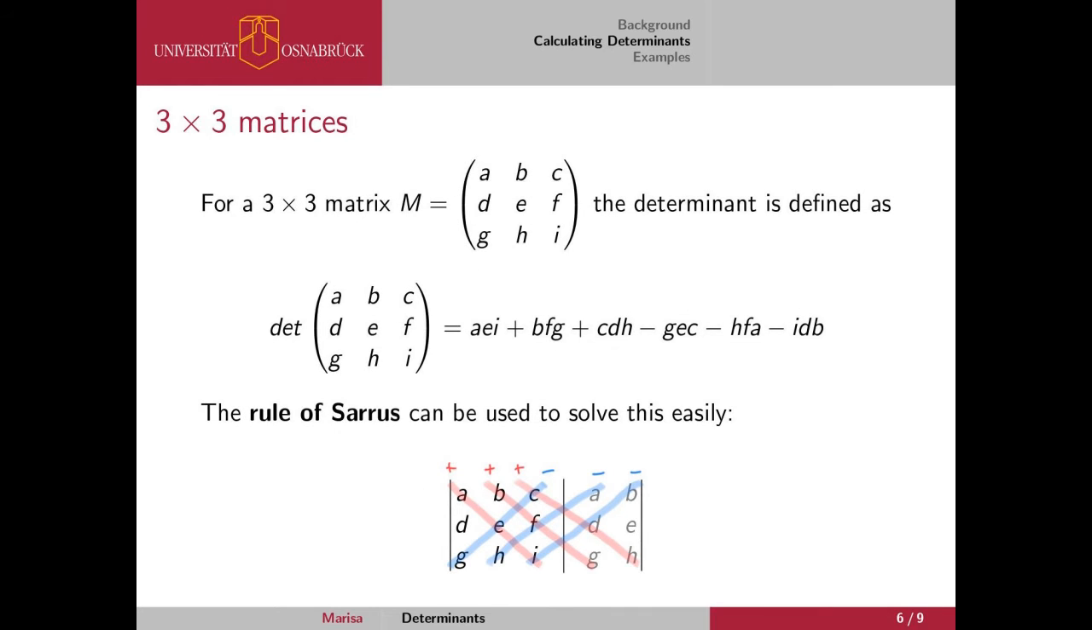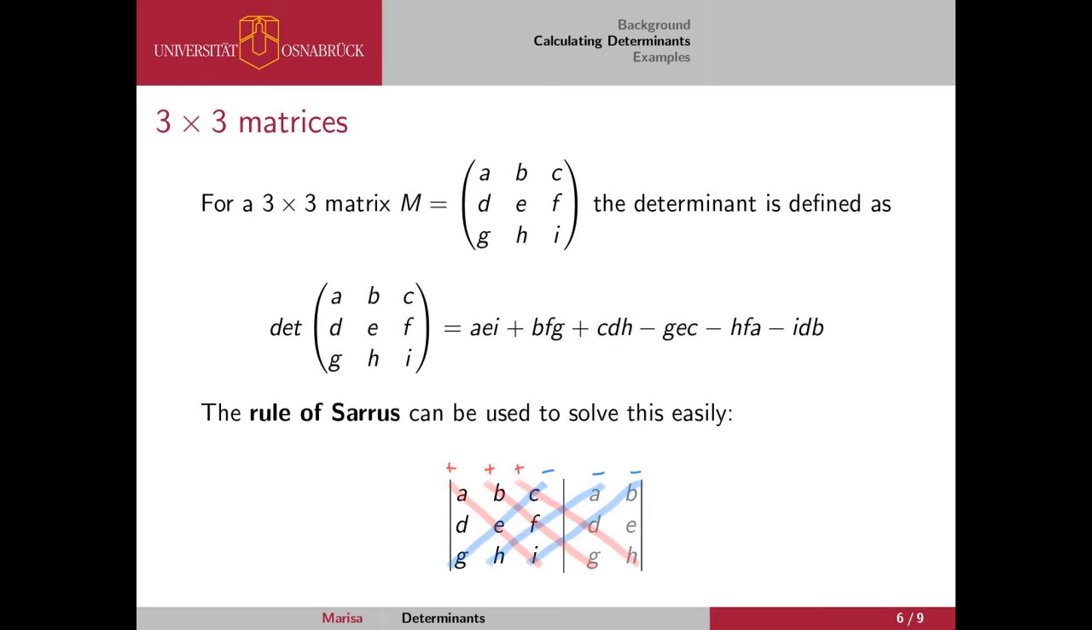For a 3 times 3 matrix, the rule for calculating the determinant is a bit different. Let's assume we have a matrix M, written as A, B, C, D, E, F, G, H, I. Then the determinant is defined as A times E times I plus B times F times G plus C times D times H minus C times E times G minus H times F times A minus I times D times B. Wow, this looks complicated.